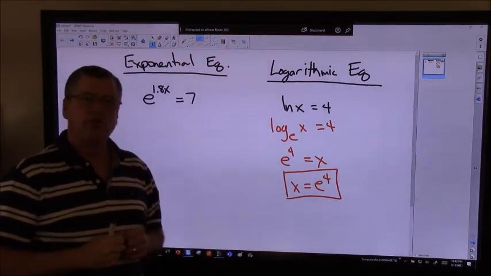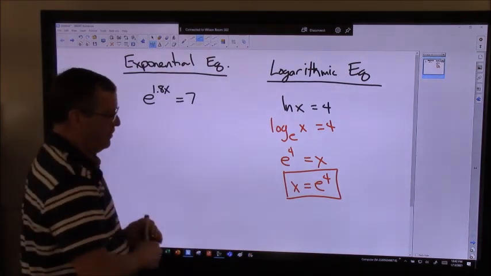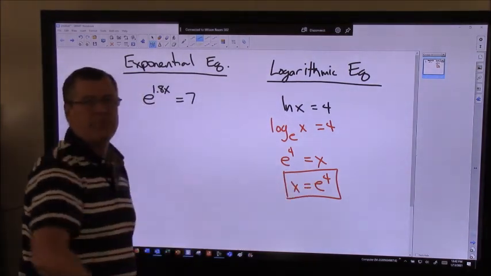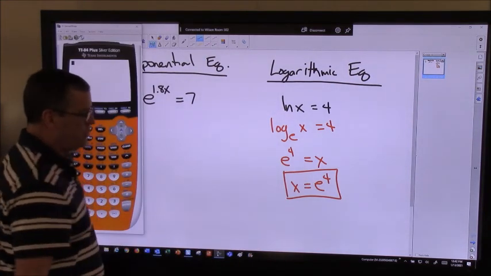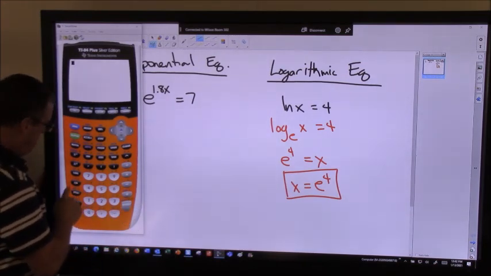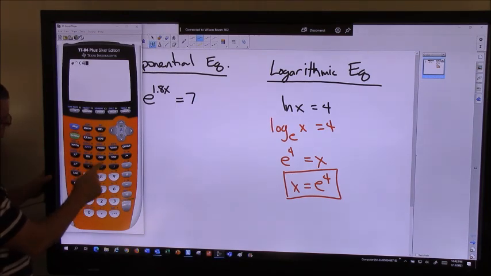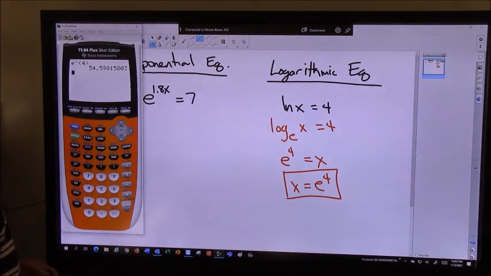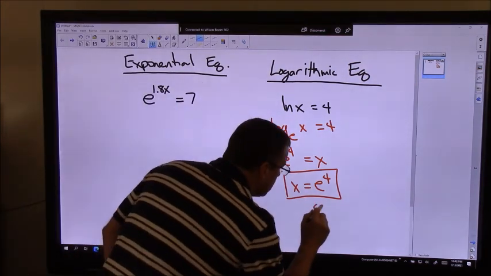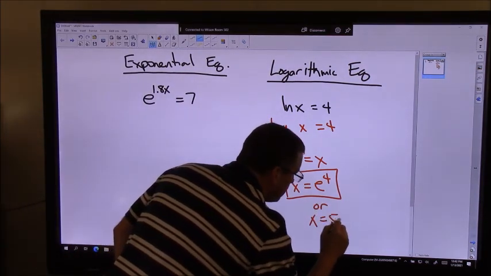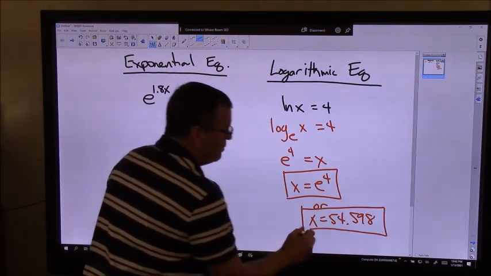All right, for those of you who like numbers, you'd rather see a number answer. We look at this and it really doesn't make a lot of sense. Like, what is that? I don't even know. All right? So if you're the kind of person that likes a number answer, you just have to go down here and get your e raised to the x, punch in a 4, and there it is. We got 54.598. Okay, either one of those is a good answer.